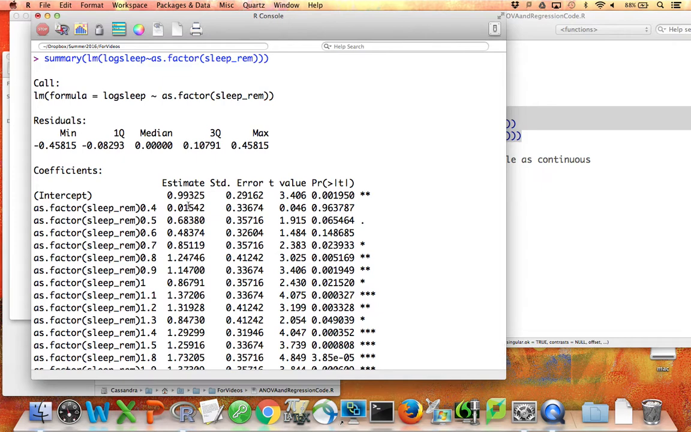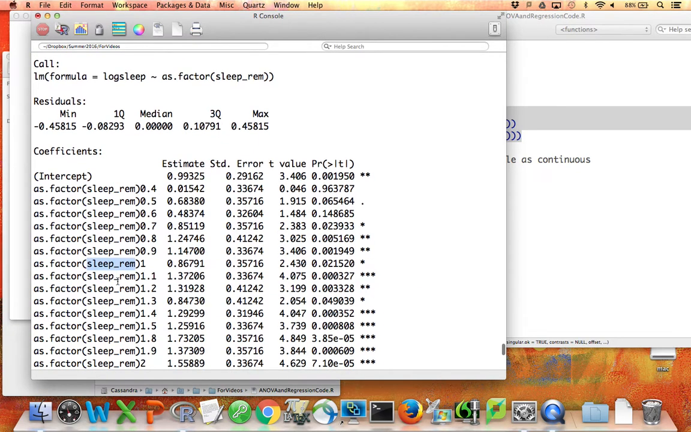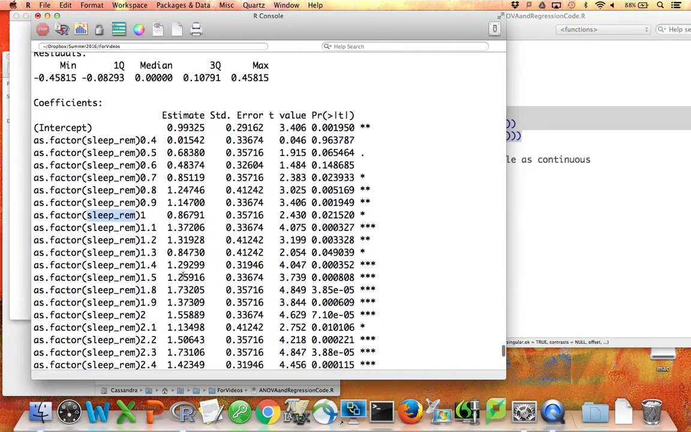Looking at the regression output, what we see happened is that because REM sleep was handled as a categorical variable, we have coefficients for all but one of the different possible values of REM sleep. So this row here gives us the coefficient for the indicator that REM sleep is equal to 0.4. This right here is a coefficient for the indicator that REM sleep is equal to 0.5, a coefficient for the indicator that it's equal to 0.6, etc. So now for every value of REM sleep that occurred in the data set, except for one baseline value, I have a different coefficient that I'm estimating.